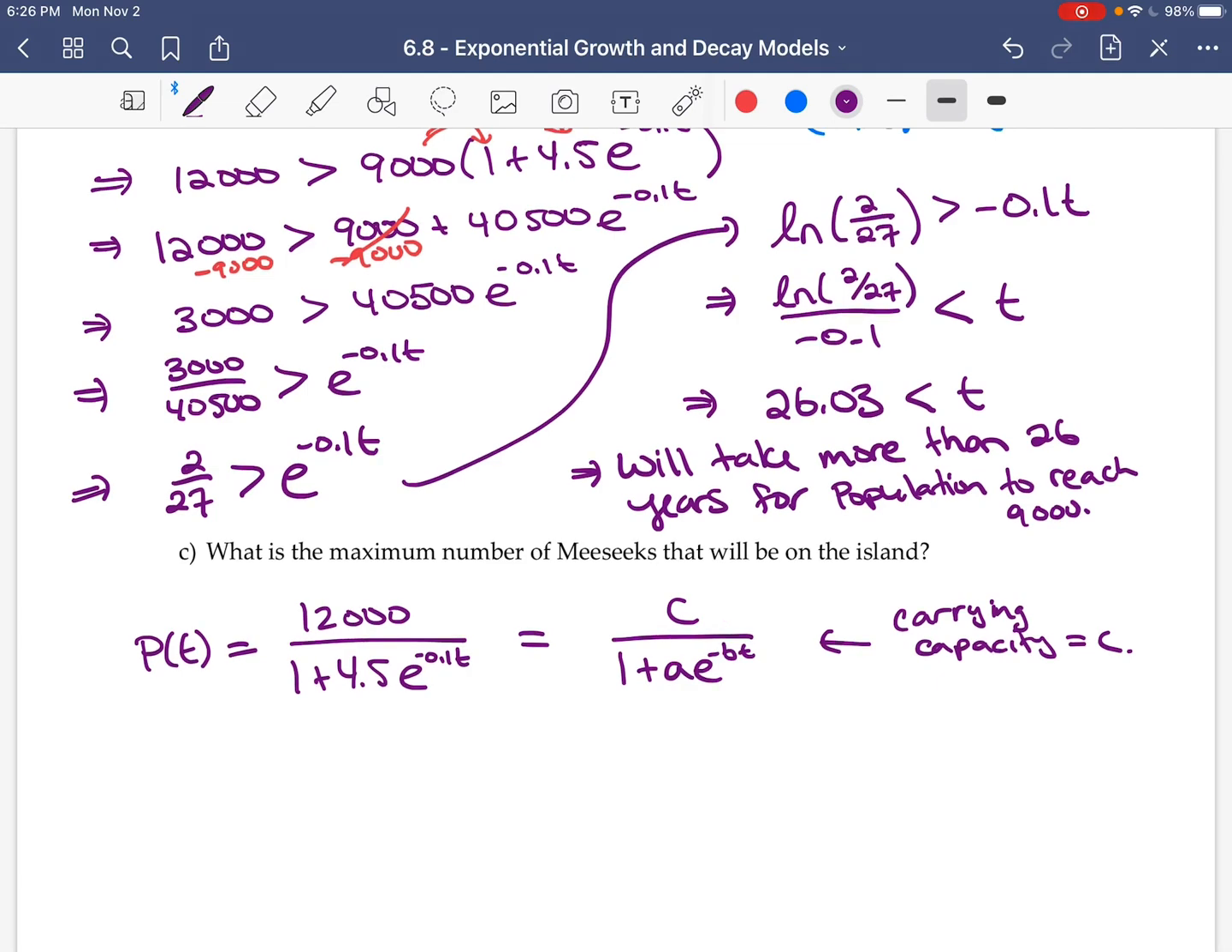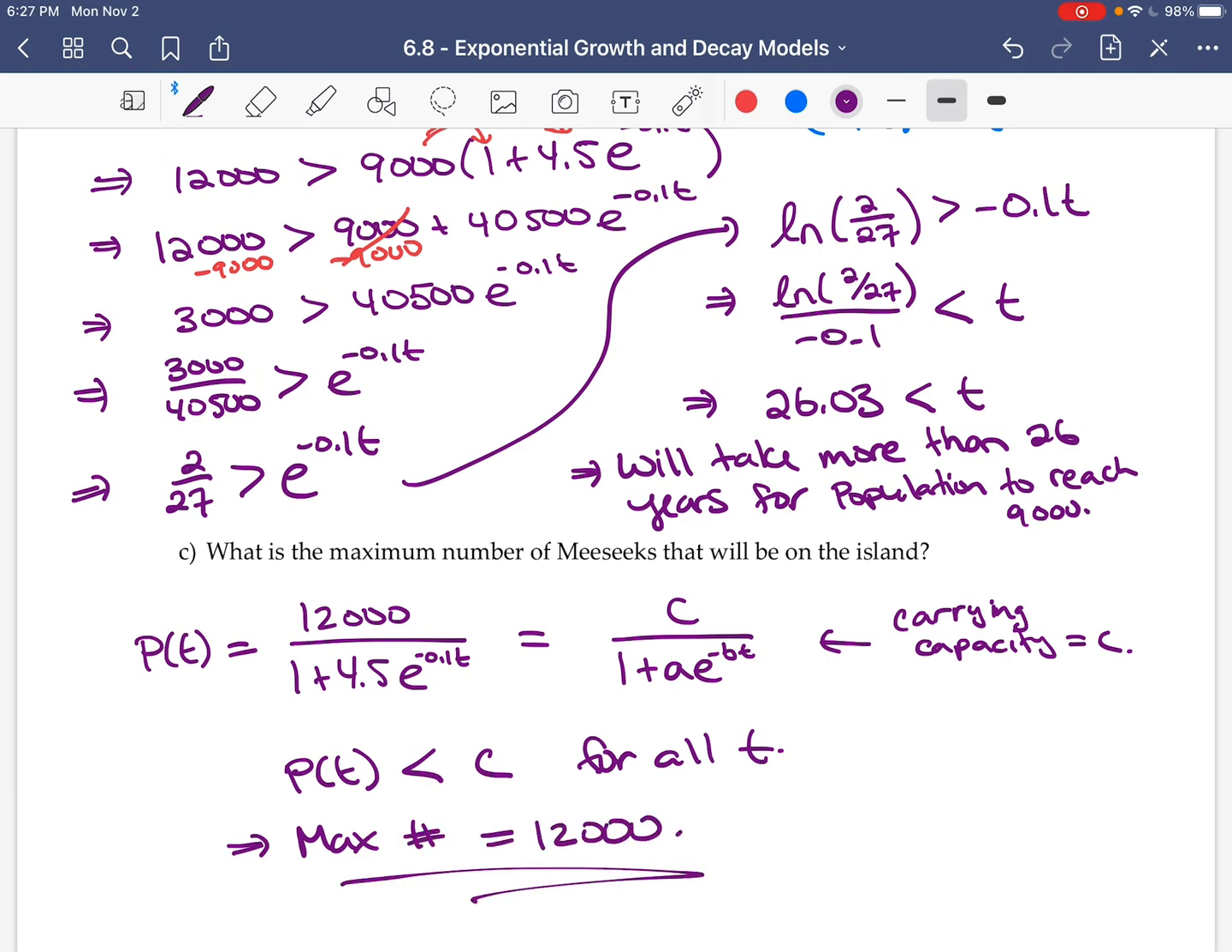Okay, so P of t is less than C for all t, which means that the maximum is going to be 12,000, the C value. So that's some examples with exponential growth and decay models.